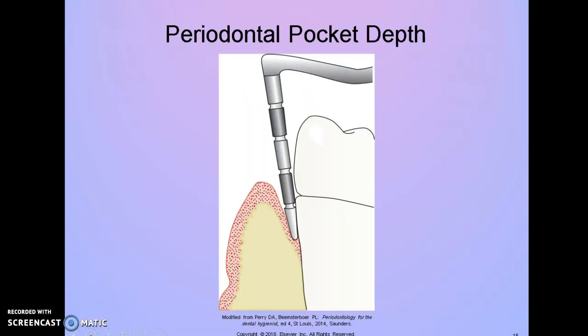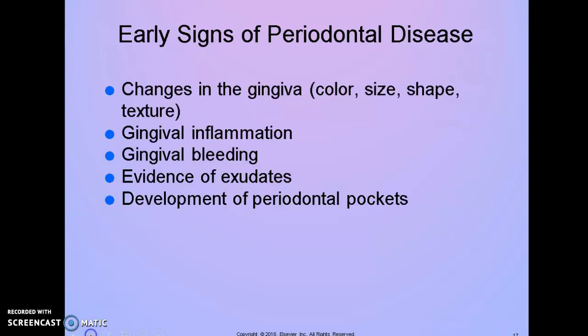So we check this and record these depths with a periodontal probe. So the hygienist or the doctor will take the probe and insert it and slide it down the long axis of the tooth until the end of the probe hits a stopping point, which is the bottom of the pocket.